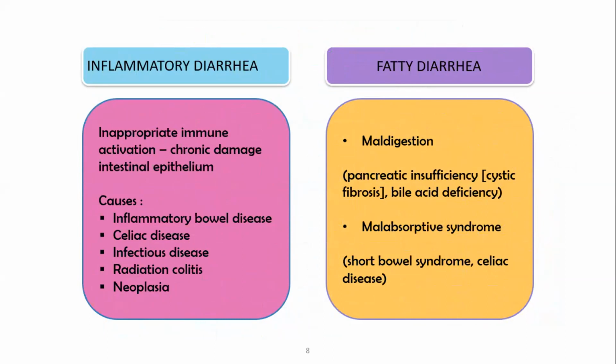Last one is fatty diarrhea. We have two types. Maldigestion, which is defective hydrolysis of triglycerides, includes pancreatic insufficiency, such as in cystic fibrosis, and bile acid deficiency. And malabsorptive syndrome, which is characterized by inadequate mucosal transport, includes diseases such as short bowel syndrome and celiac disease. So short bowel syndrome, what do you think? What kind of baby, or what kind of children, will have short bowel syndrome?